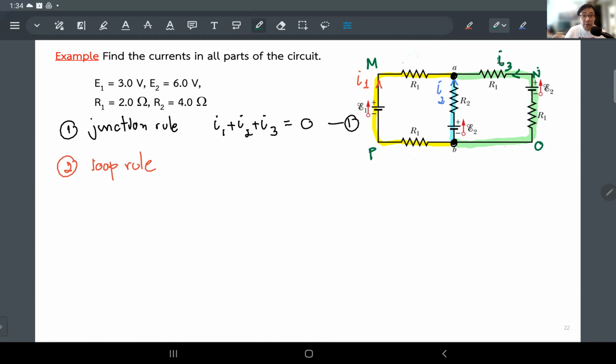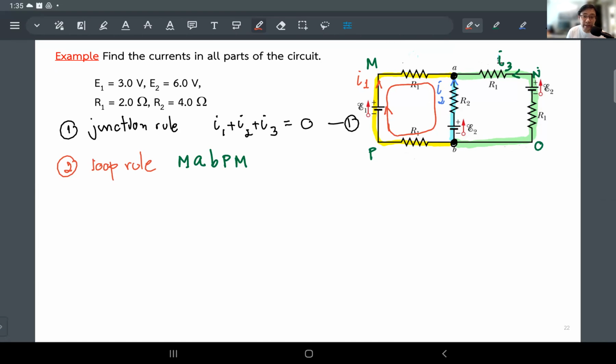So let's pick a loop that is closed in any direction you like. Let me show you one. I'm going to pick M, A, and then now I turn down B, turn to P, back to M. See, this is my loop. So the loop that I'm talking about here is this loop right here. That's my loop. Okay, so it's a left-hand loop over here that I'm looking at.